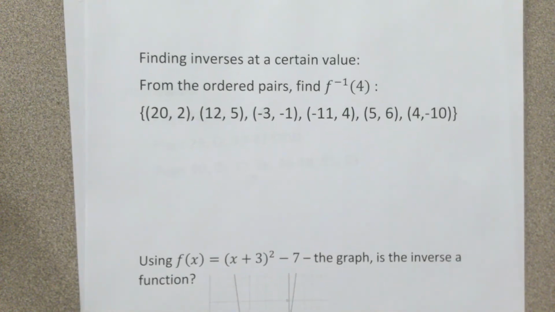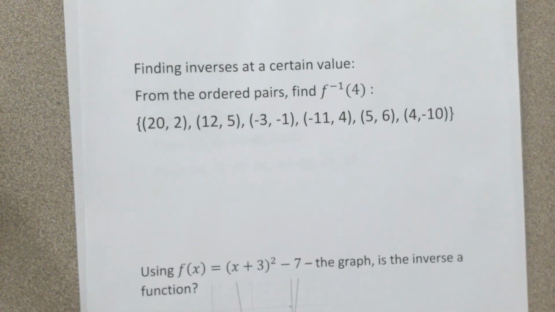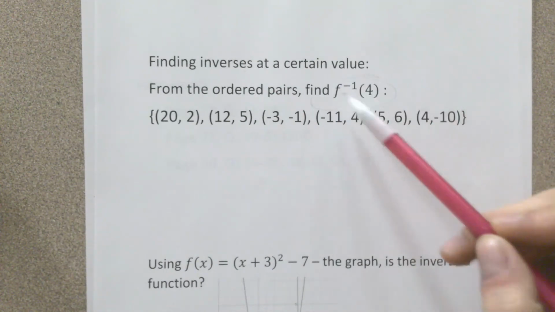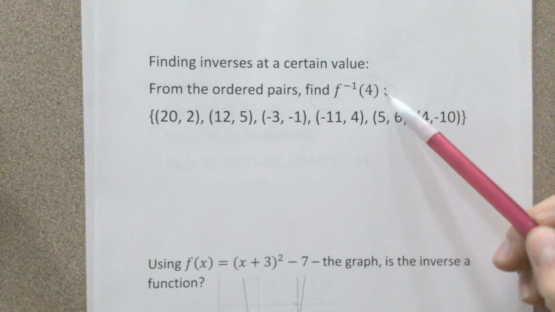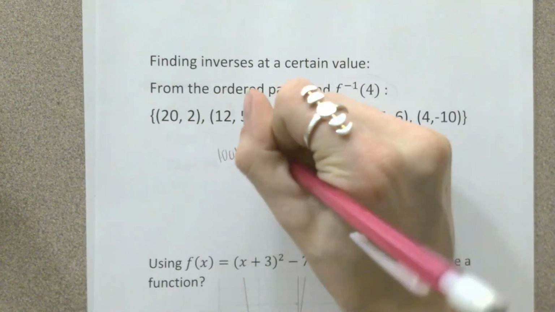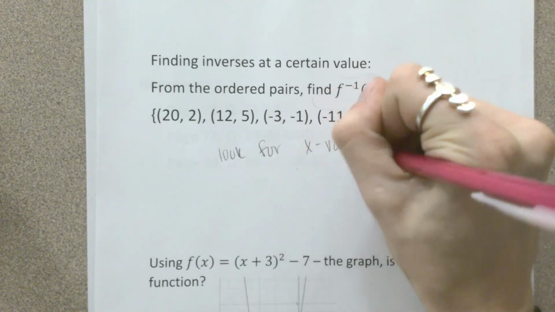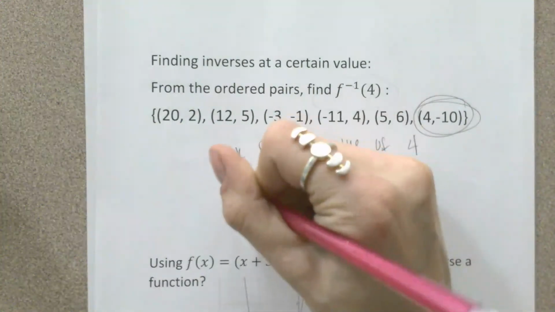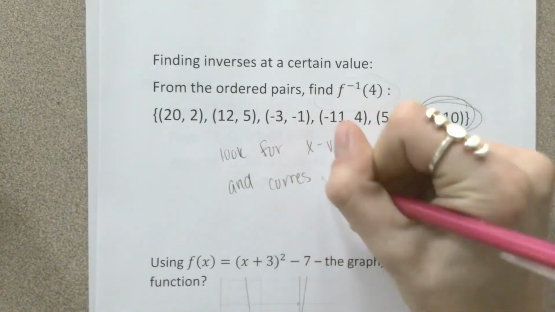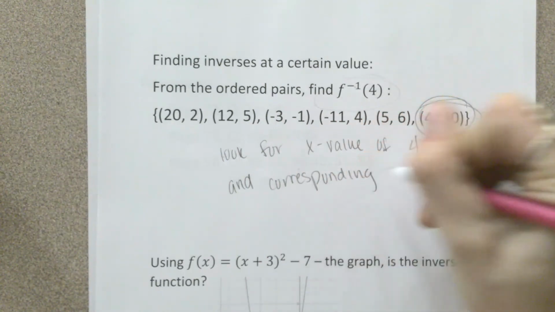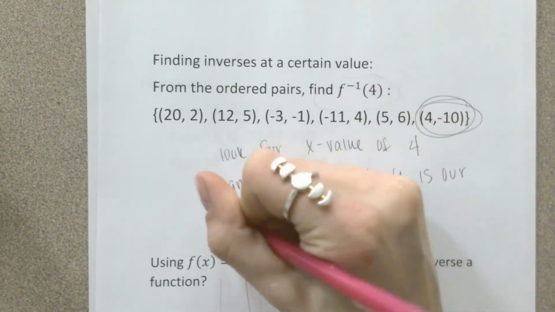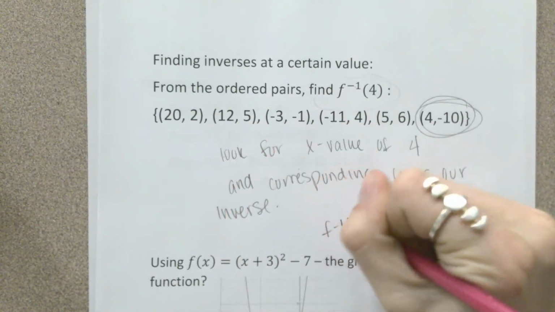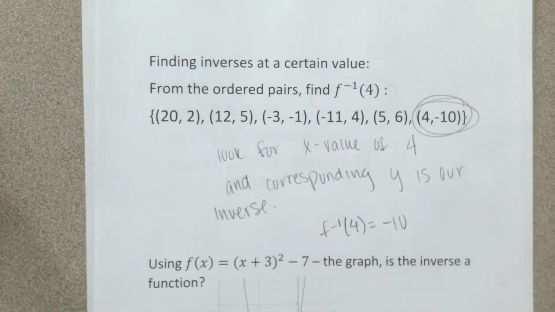Looking at ordered pairs, if we want to find an inverse at a certain value, so this inverse f negative 1 of 4, we're going to look for an x value of 4. So we have this right here, and the corresponding y is our inverse. So f prime of 4 is negative 10.